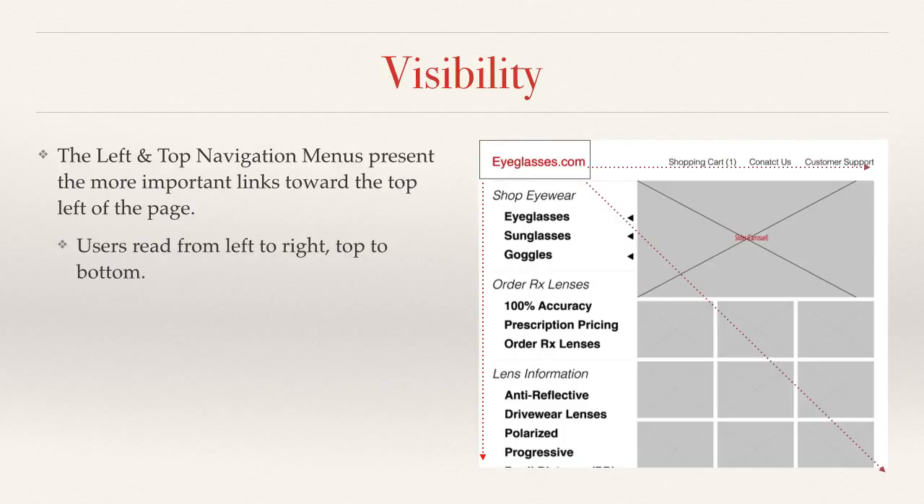For example, if you look directly below the eyeglasses.com text, you're able to get into the e-commerce store for the eyeglasses, which would be the most popular, sunglasses second most bestseller, and then goggles. The farther down you get is more support information for the actual site. And then the top navigation bar consists of 3 items: the shopping cart, which would also show the amount of items in the cart, the contact us page link, and customer support.